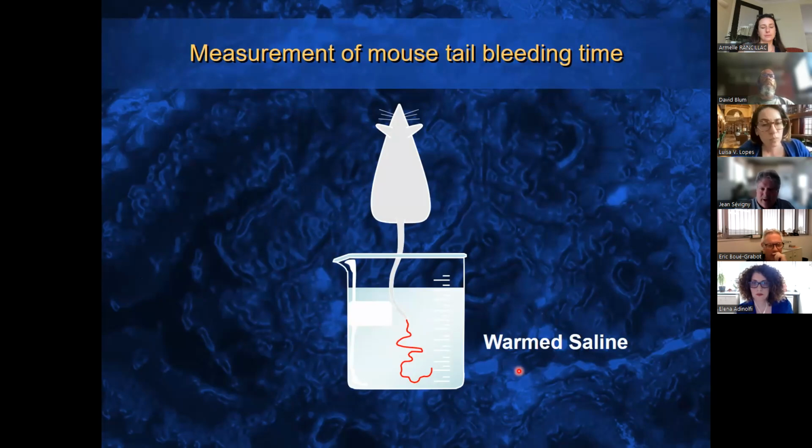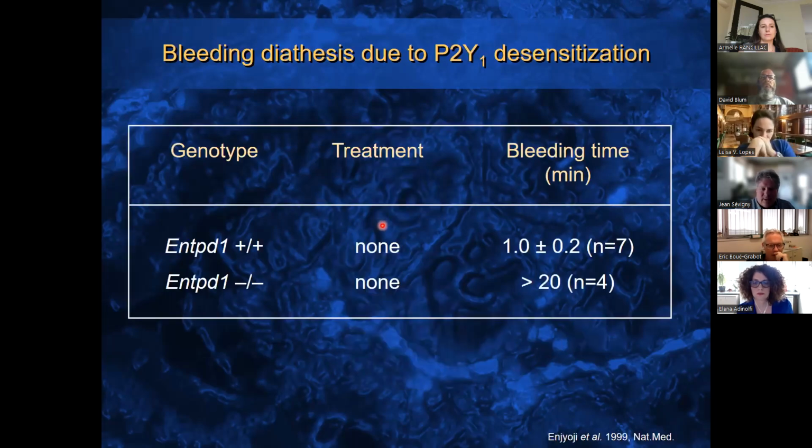What we were expecting at first is that if we don't have NTPDase1, we should have more ADP surrounding. We should have more aggregation. We should have mice that clot more rapidly. But we got exactly the opposite. When we tested how much time it took for the bleeding to stop, for wild-type mice, it stopped in about 1 minute.